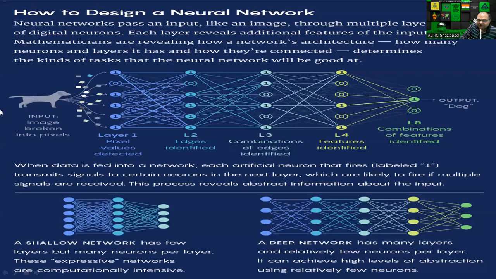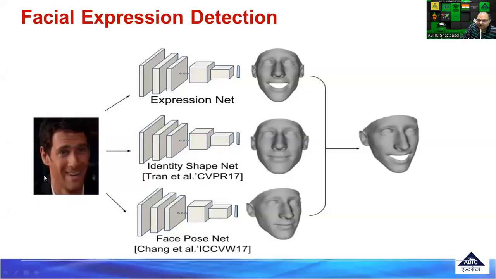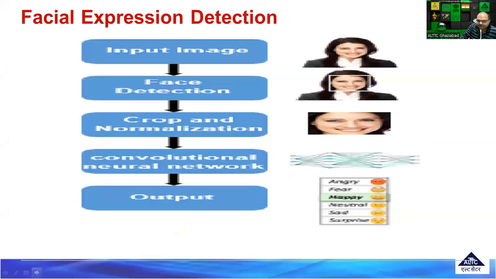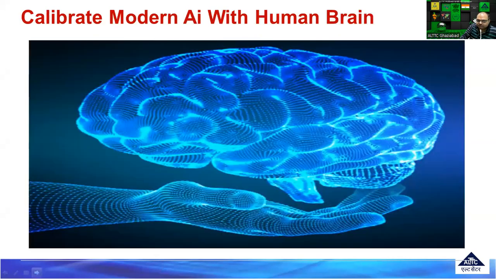That means we show the AI-based network an image, and it will predict it is a dog. Like that, human emotions can be predicted: sad, happy, or angry. The pipeline is input image, face detection, crop and normalization, convolutional neural network, or whatever you use, and it will show the output in the form of angry, fear, happy, neutral, like that. This is all about the human brain.